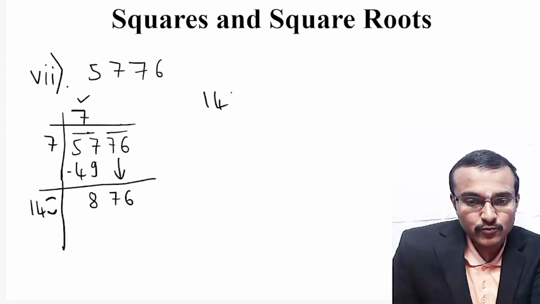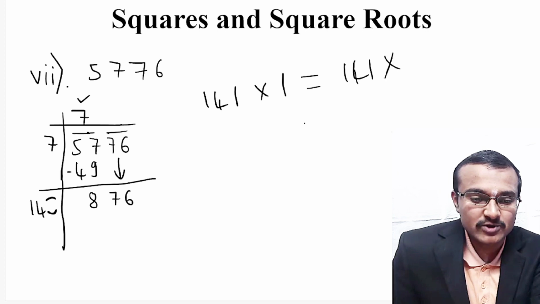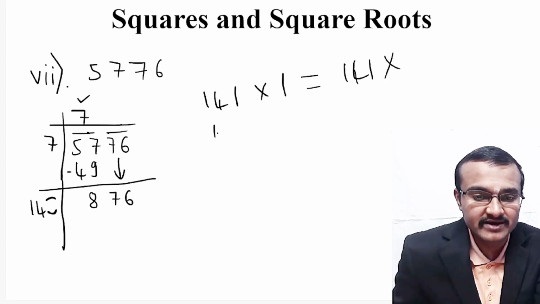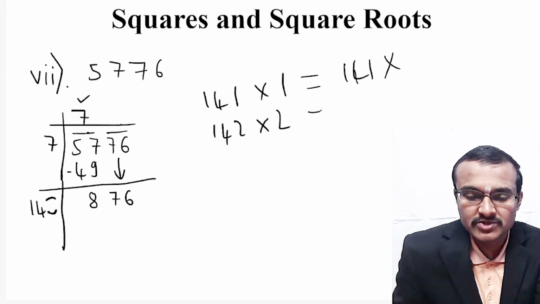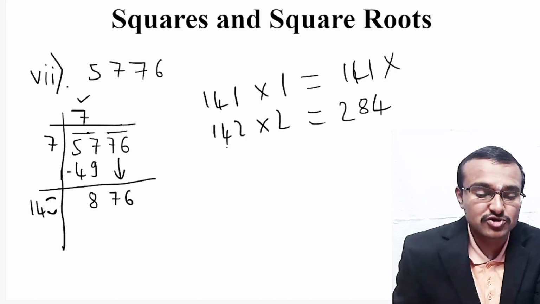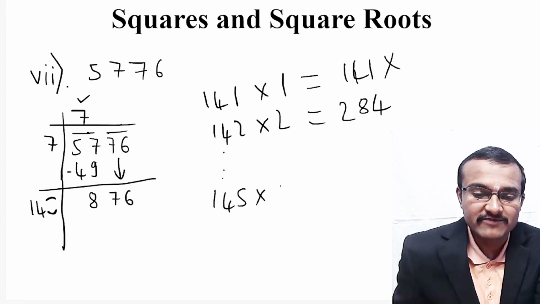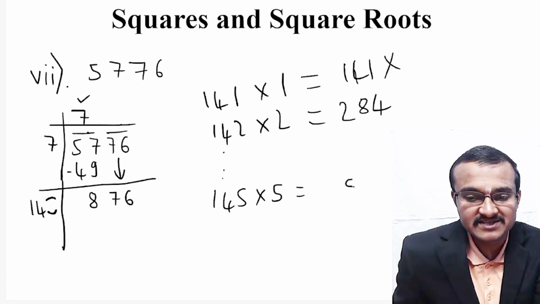That means when you put 1, then you should multiply this with 1. When you do 141 into 1, you will get 141. So this is not equal to 876. Now if you put 2 here, then it will be 142 into 2. What is 142 into 2? 2 2s are 4, 4 2s are 8, 2 1s are 2. So 284. This is also not working. Like this, if you go on doing, and if you put 5 here, 145 into 5 will be 5 5s are 25, 2 carry, 5 4s are 20 plus 2 will be 22, 2 carry, 5 1s are 5 plus 2, 725.